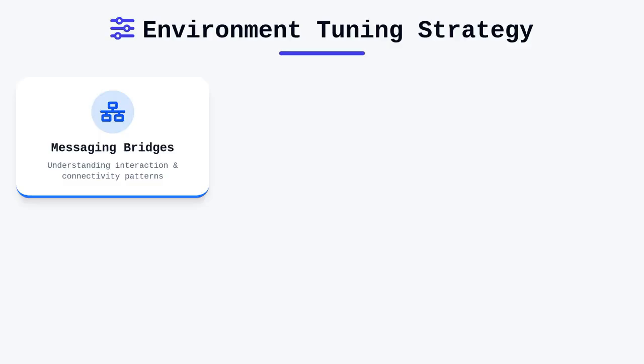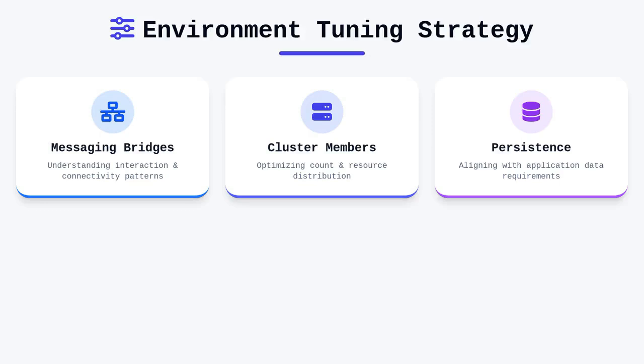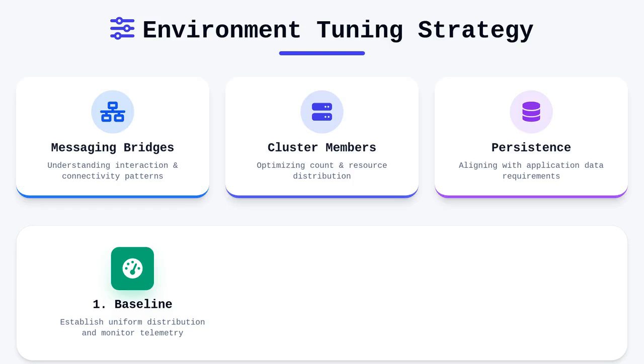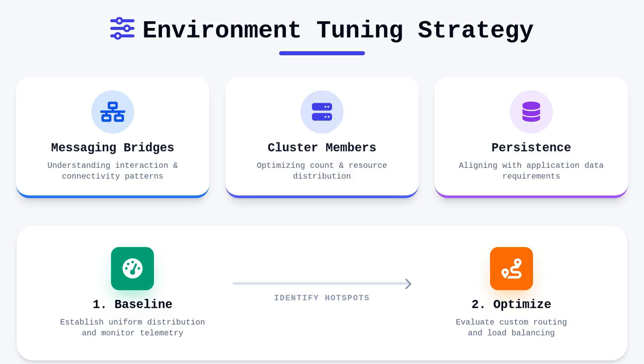Tuning these environments requires a clear understanding of the interaction between messaging bridges, the cluster member count, and the persistence requirements of your applications. Avoid the temptation to over-engineer complex routing paths early in your deployment lifecycle. Start by establishing a clean, uniform distribution and observe the performance telemetry. If you notice specific hotspots in your messaging traffic, then, and only then, should you evaluate adjustments to custom routing or specific load balancing policies.